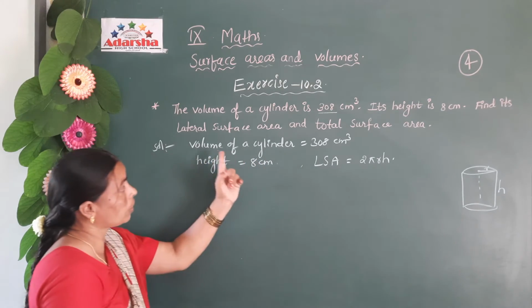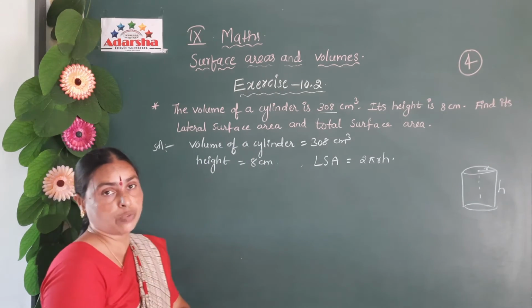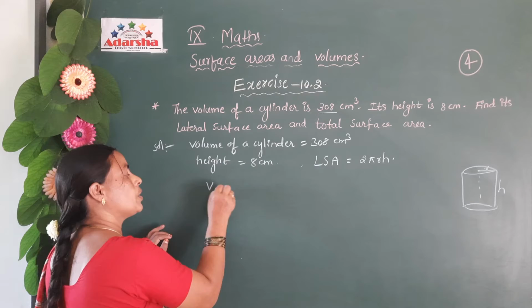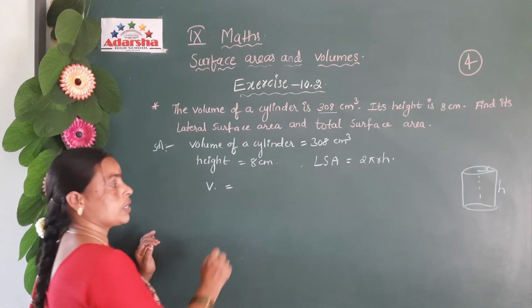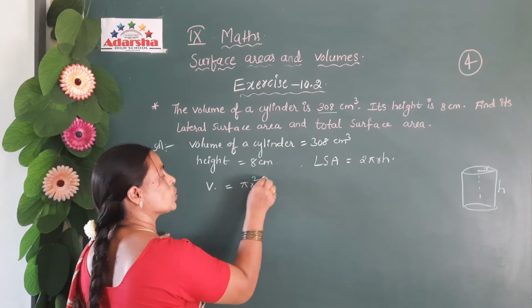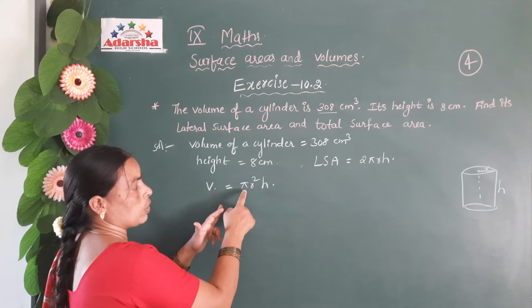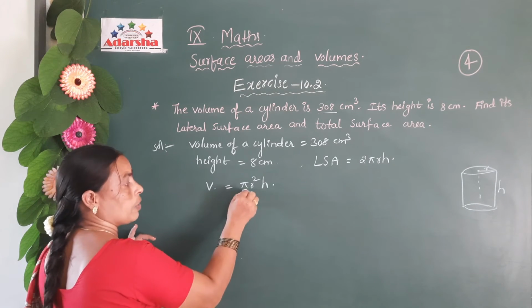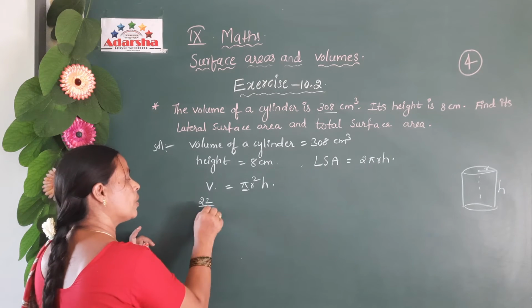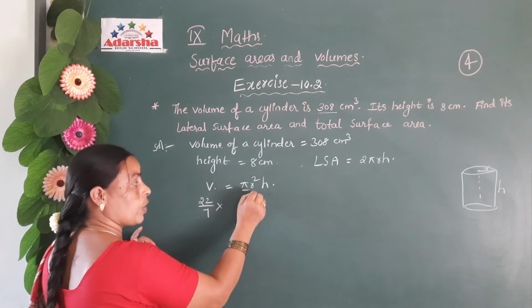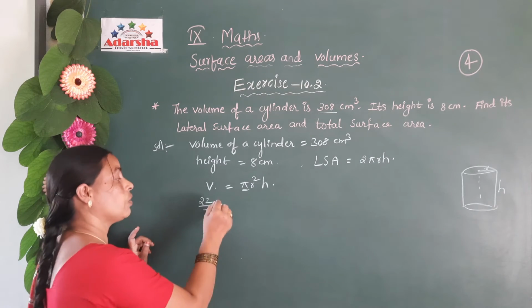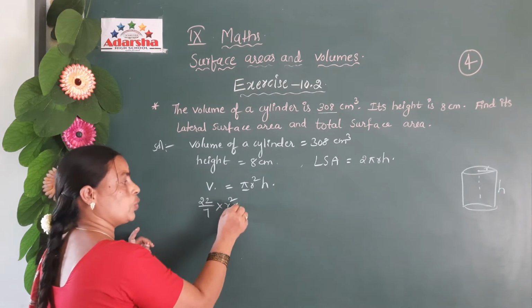But what is given here? The volume of the cylinder is given. What is the volume of a cylinder? Volume is equal to pi r square h. We substitute pi as 22/7 into r square, the radius is not given so we have to find that, into h.